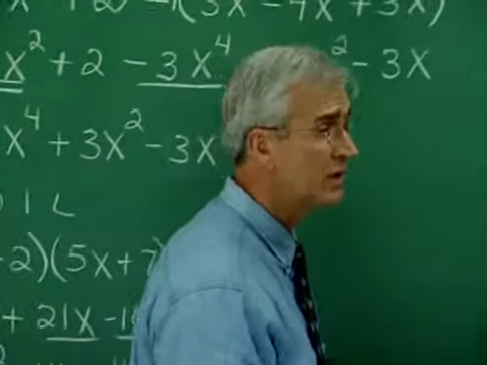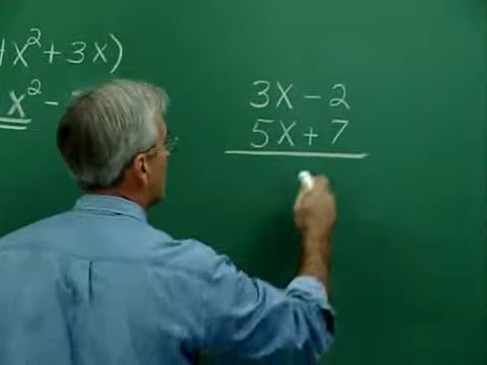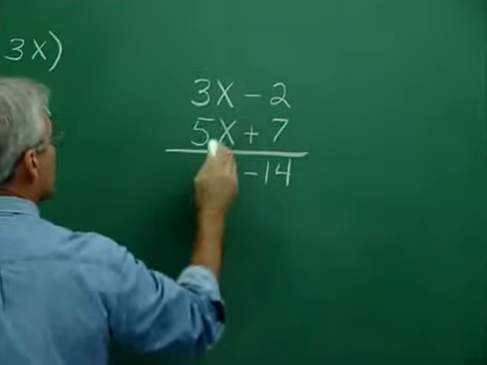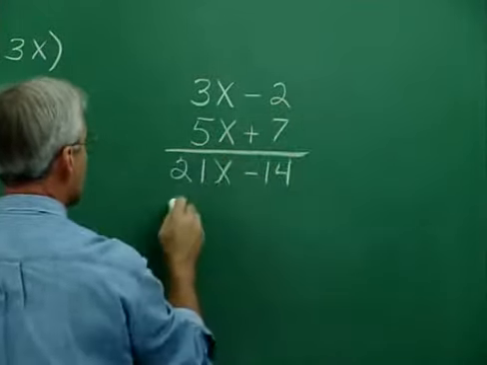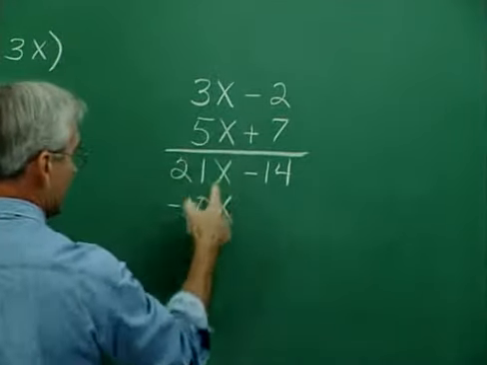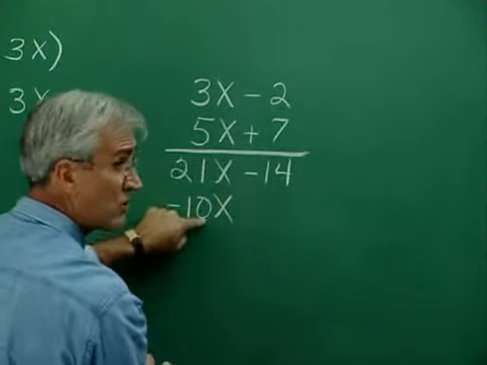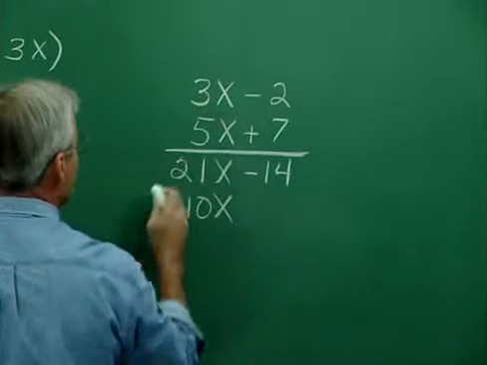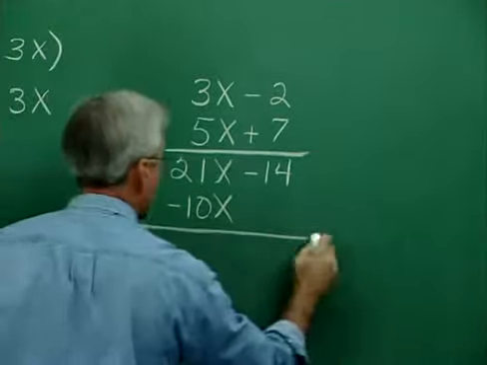We don't often use this, but I just want to make you aware that it's possible. We could arrange them vertically like this and multiply, let's see, 7 times negative 2, that's negative 14, and then 7 times 3x is 21x. Then 5x times negative 2 is minus 10x. Now notice how I'm putting the minus 10x under the 5x, and it also accomplishes the idea of having these terms of the same degree line up for collection a little bit later. Then 5x times 3x is 15x squared. Then I draw the line and collect.